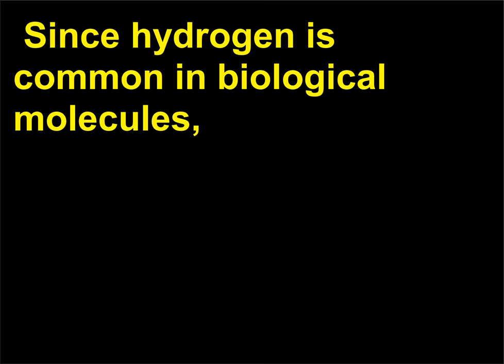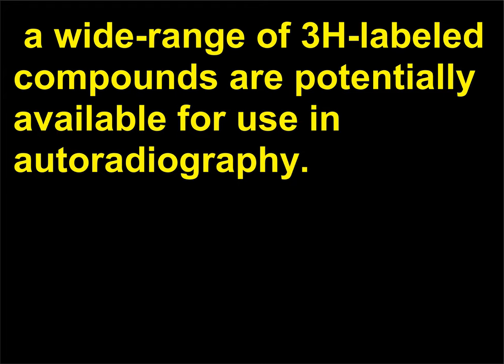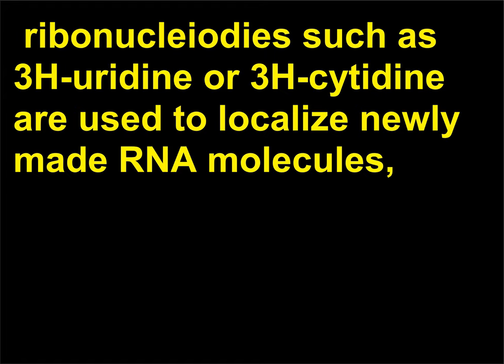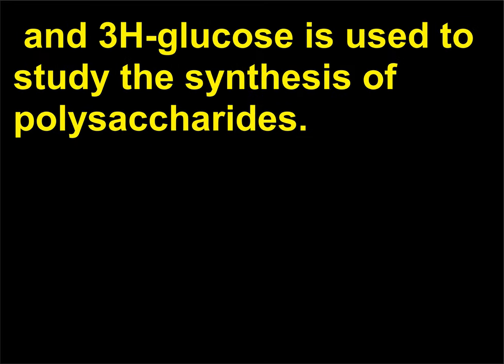Since hydrogen is common in biological molecules, a wide range of 3H-labeled compounds are potentially available for use in autoradiography. 3H amino acids are used for locating newly synthesized proteins, 3H-thymidine is used to monitor DNA synthesis. Ribonucleotides such as 3H-uridine or 3H-cytidine are used to localize newly made RNA molecules. And 3H-glucose is used to study the synthesis of polysaccharides.